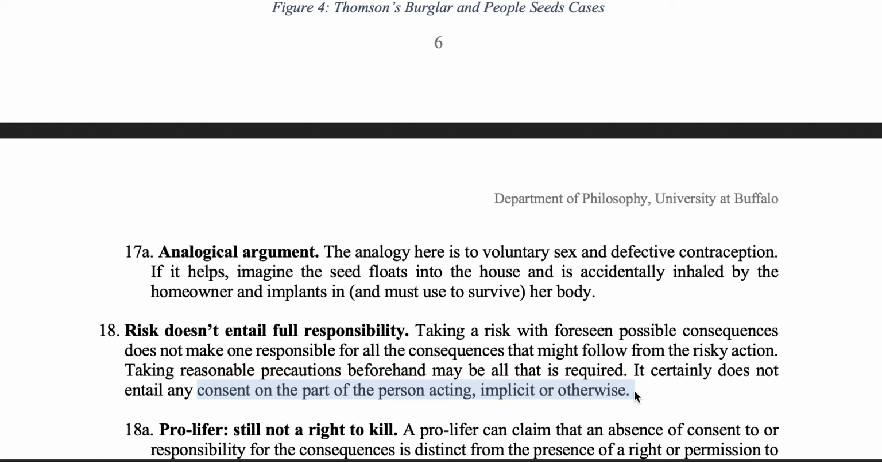You've consented to the action, and you've said, okay, I know certain risks are here, but it's not that you consent to having those things happen. At least in a sense of transferring your rights to those things. I mean, you're actively taking steps to try to avoid it.